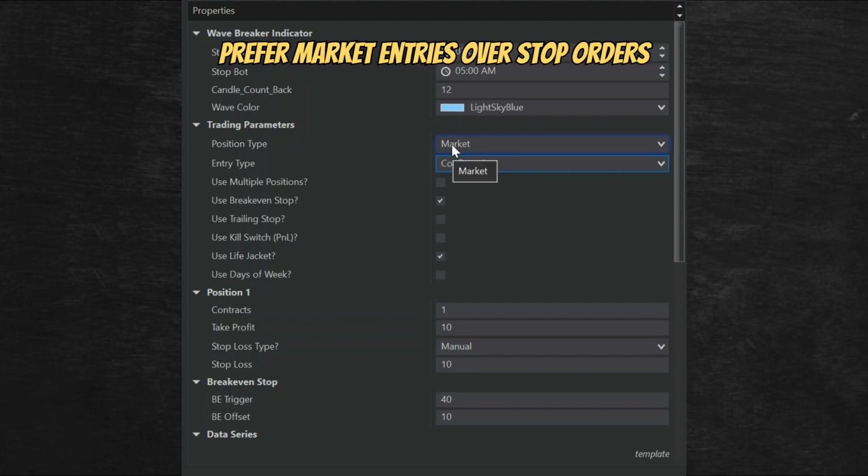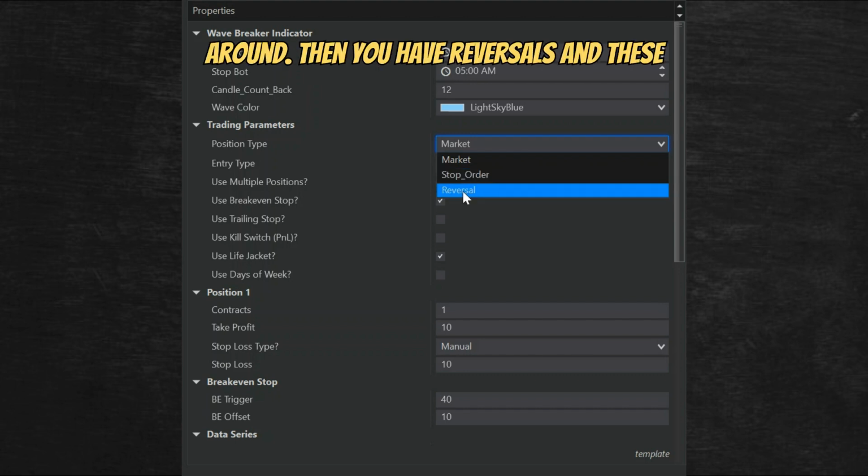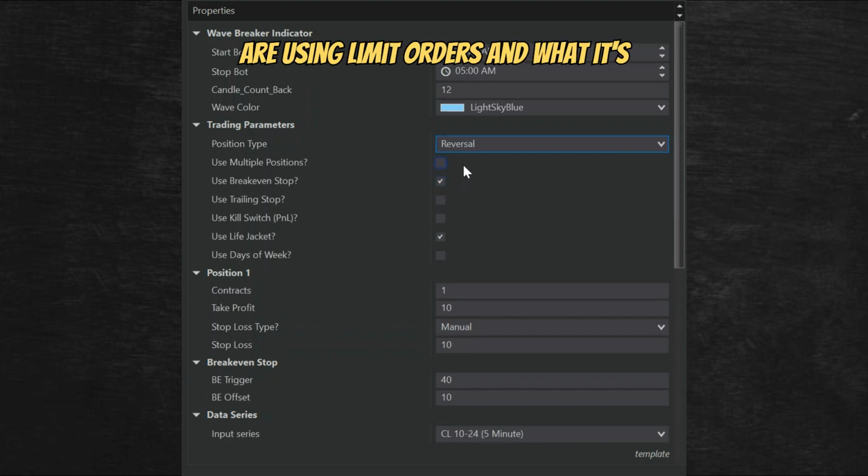Some people prefer market entries over stop orders because sometimes you may have fewer errors in regards to orders moving around. Then you have reversals, and these are using limit orders. Like I showed you in that previous example, it's just doing the reversal. Again, it's just going to trade that 1 tick out, and then I can set my reversal for that.